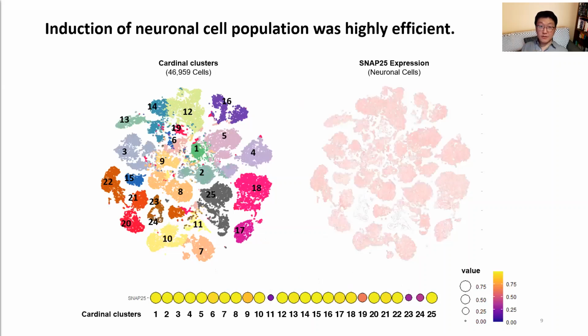So we first tested the efficiency of our induction protocol of neuronal population by identifying the cells expressing the general neuronal marker gene SNAP25. And as you can see here, the majority of our cells are mature neurons, which are expressing the SNAP25 gene.